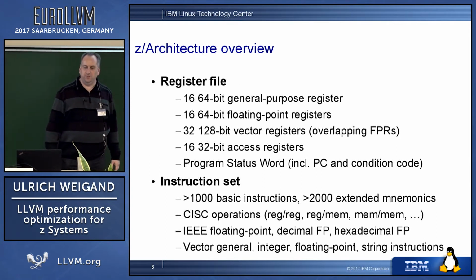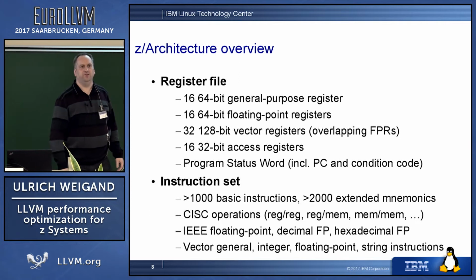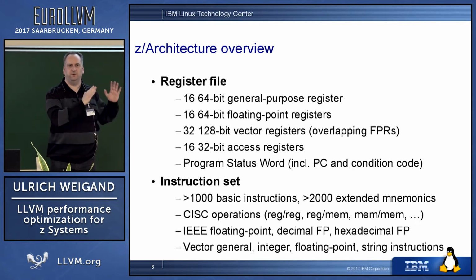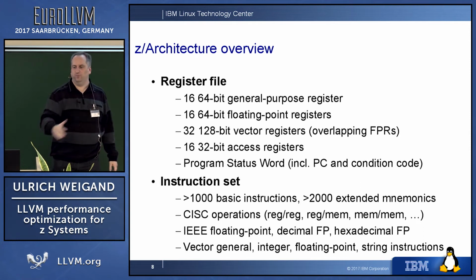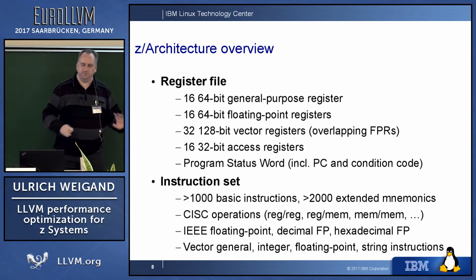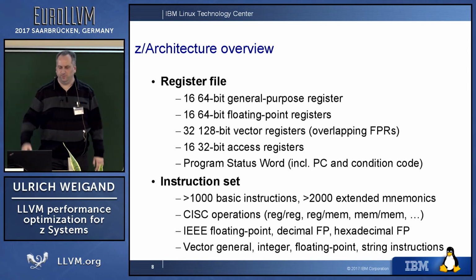It's by now a large instruction set. It is a direct successor of that old System 360 architecture, so all the instructions in there, at least user space instructions, are still valid. But of course, we have now gotten a whole lot more. Depending on how you count, there's about 1,000 instructions, about 2,000 if you count all the different mnemonics.